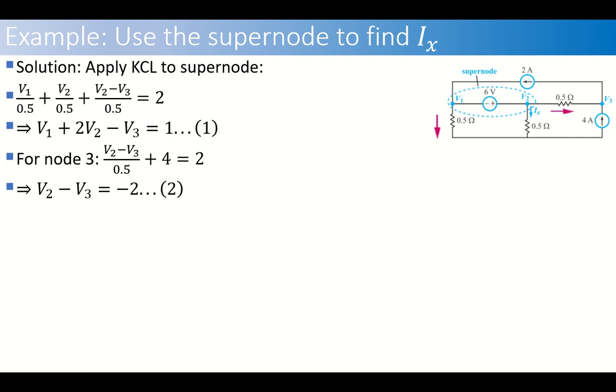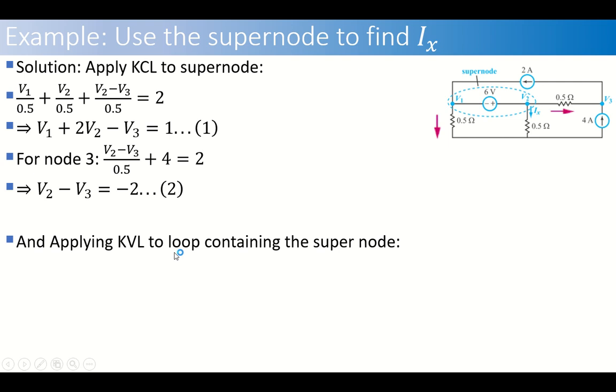You can see that we still need one more equation to solve this system of linear equations. Now we don't have any chance of using KCL at any other node. So we have to use KVL. In fact, we must use KVL at the loop that contains the super node. So we have to use KVL in this loop.